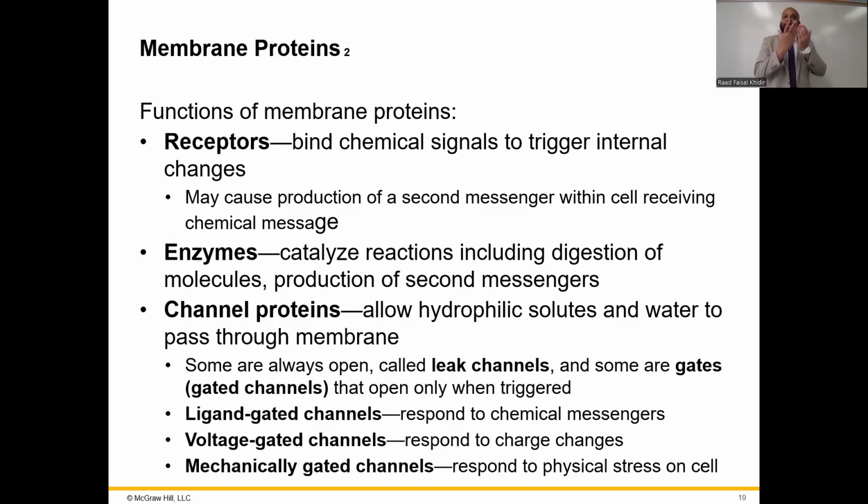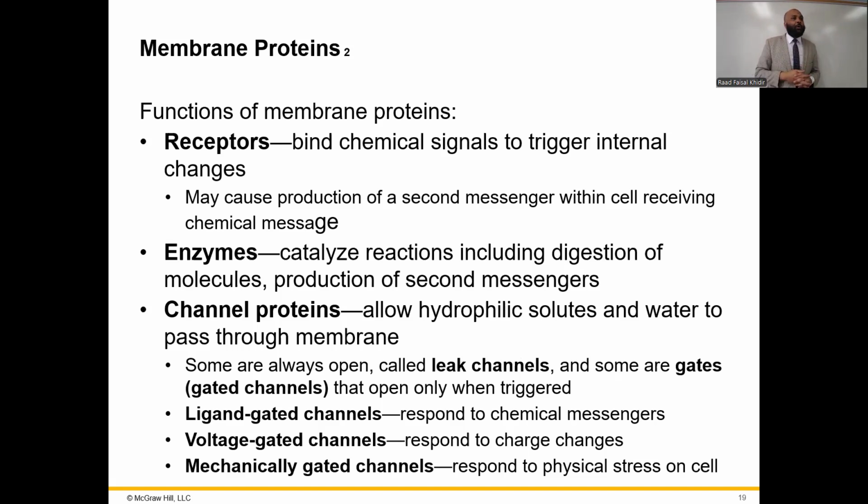And then there are gated channels. They're not closed all the time, but they're not open all the time either. They open based on a reason. The first reason is ligand. A ligand is a signal, meaning when a hormone binds to them, they open, or when a stimulus binds to them, they open.